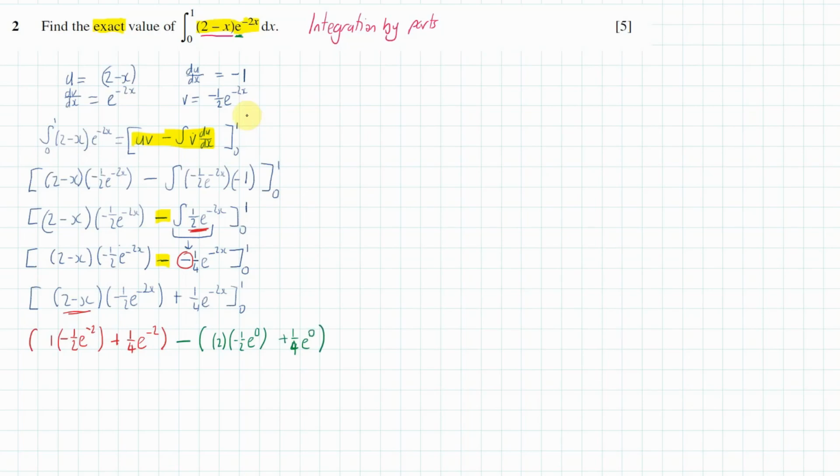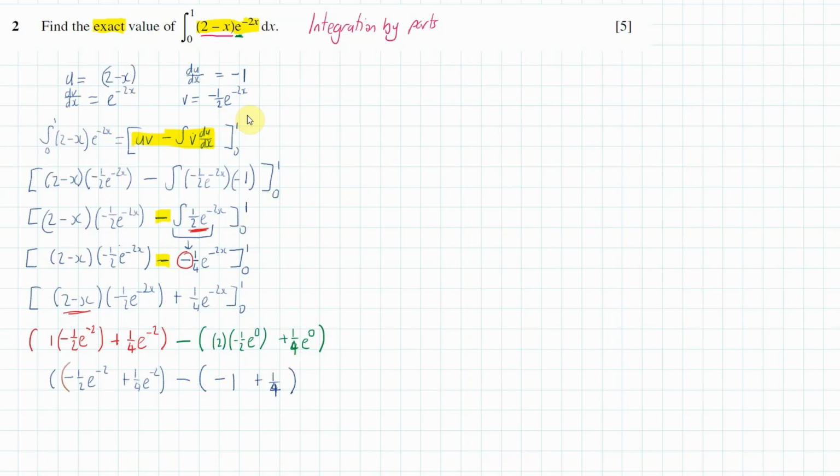Alright, now let's simplify this. So on the first bracket, we're going to have minus 1/2 e to the minus 2 plus 1/4 e to the minus 2. In the second bracket, we're going to have 2 times minus 1/2, which is negative 1, times e to the 0. e to the 0 is 1, so negative 1. And then the other one will be plus 1/4. Okay, now we put it all together.